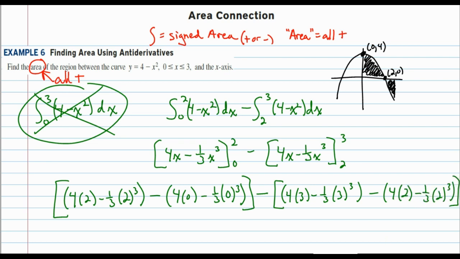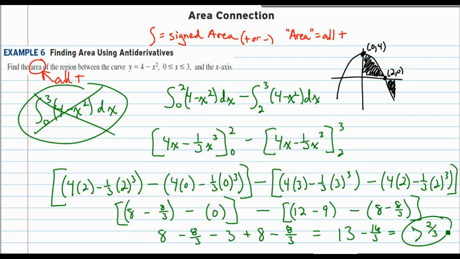Now you may be thinking to yourself, sweet, the ones at 2 cancel, but they don't actually, because this is a minus negative evaluation at 2, so you actually have 2 of those: 4 times 2 minus 1/3 times 2 cubed. So now a little bit of mental math, and I get 7 2/3.